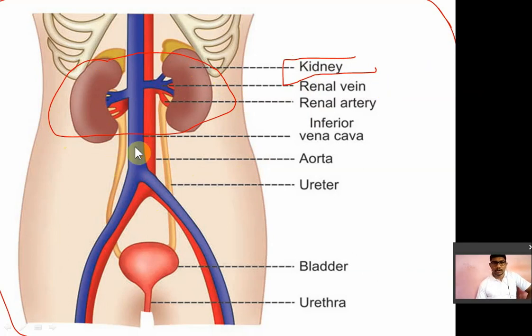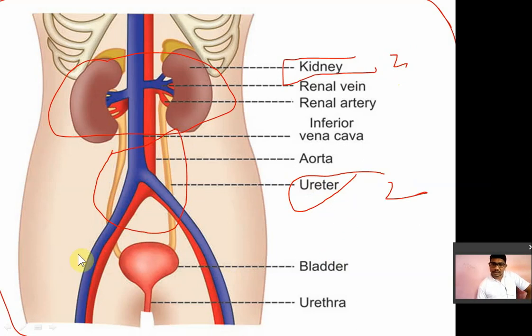Then a pair of ureters. Ureters are flexible tubes which connect the kidney and the urinary bladder. So there is again a pair of ureters in the urinary system. Two kidneys, then two ureters. Then the next organ is the urinary bladder. So the urinary bladder is one, and the urethra is also one. The urethra is the terminal end of the urinary system.